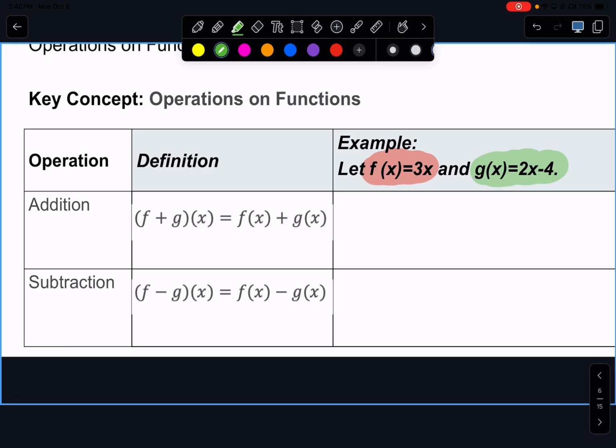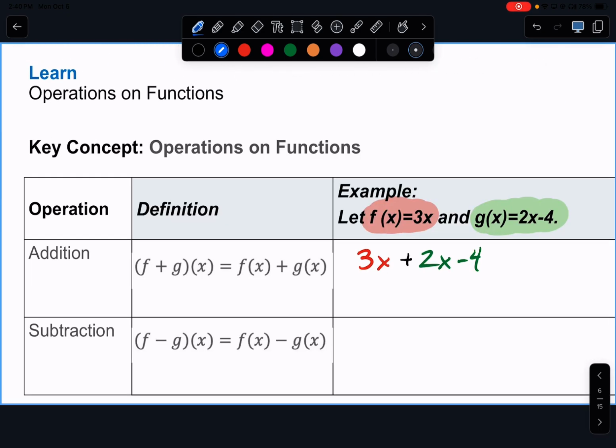Okay, so now we're going to add these together. I'm going to take f of x, which is just 3x, right? So I'm going to do 3x. There's my f of x. And then we're adding, right? So I'm going to do plus. And then my g of x is green. So that's 2x minus 4. So all I did was take what's highlighted above, the equation part, and just add it together. So now like we said in the warm-up section, 3x plus 2x gives me 5x and then minus 4. And that's what we end up with, 5x minus 4.